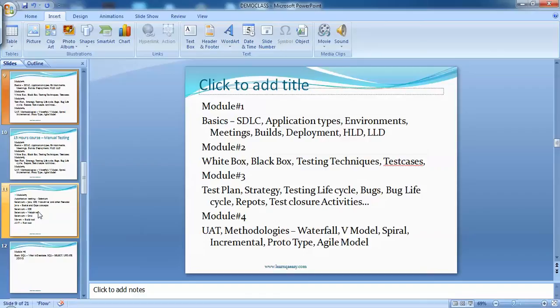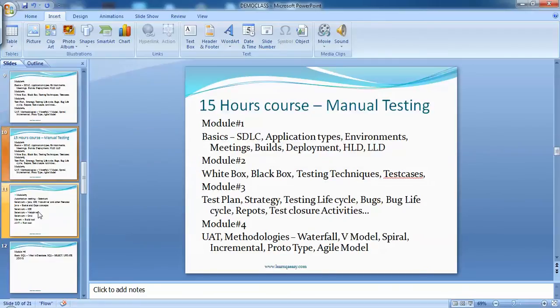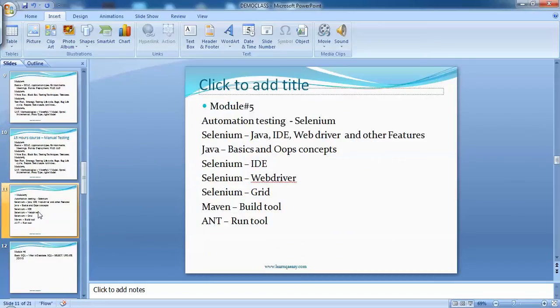Then methodologies. Methodology means development models. To develop applications, different companies will follow different methodologies. So you should know all the methodologies: waterfall method, V model, spiral, agile, different models. I'm going to cover all these models with clear examples. These are the topics I'm going to cover under manual testing. It's a 15 hours course. After that, I'm going to start automation testing.